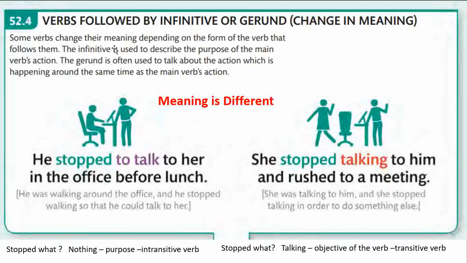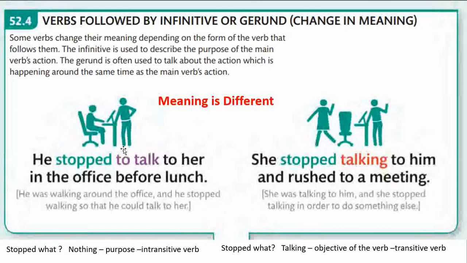Some verbs change their meaning depending on the form of the verb that follows them. Now if this word stopped uses an infinitive, the meaning is different. If this word stopped uses a gerund, the meaning is different. The infinitive is used to describe the purpose of the main verb's action. So we can see that over here the purpose is described. The gerund is often used to talk about the action that has been done, which is happening around the same time as the main verb, or the action that is taking place. Now you can see the meaning is different.